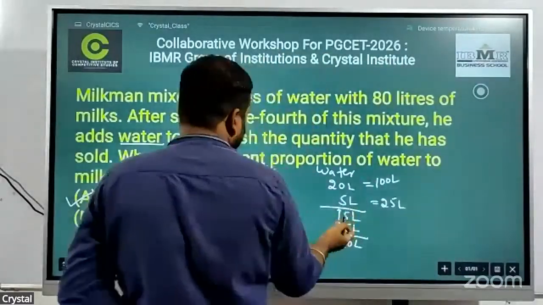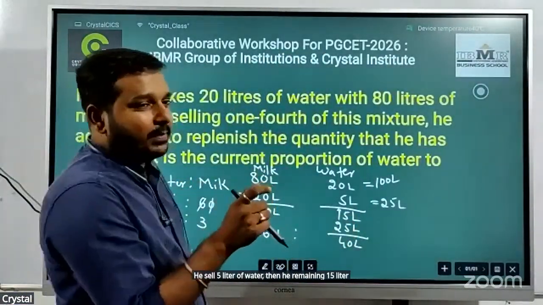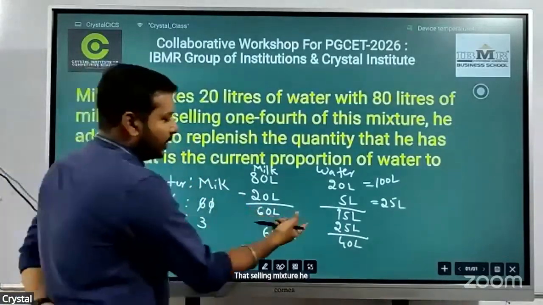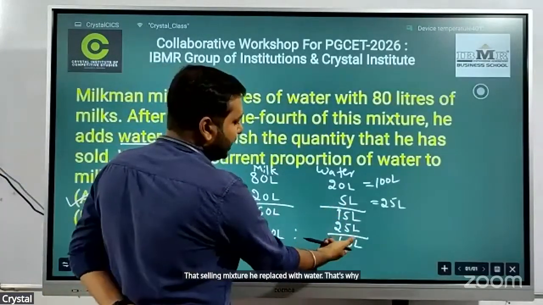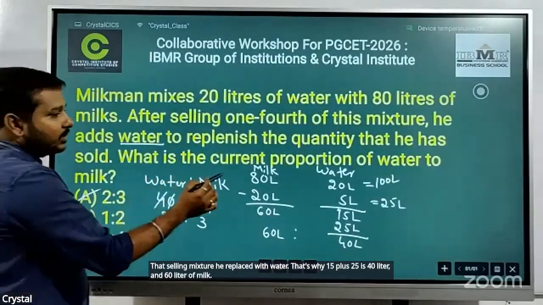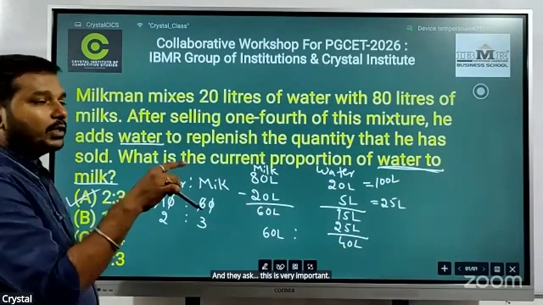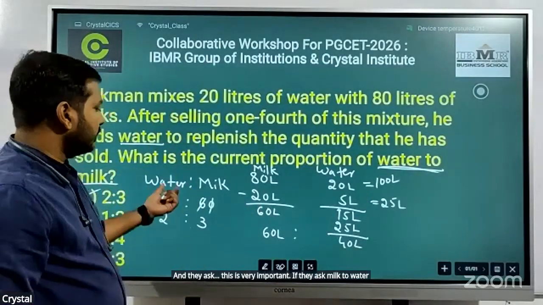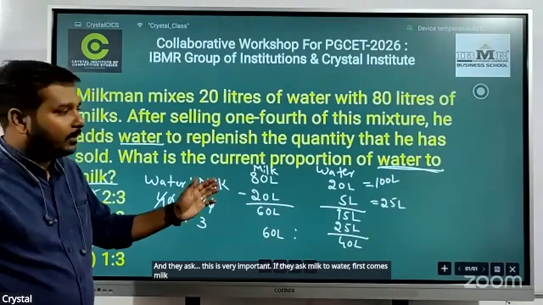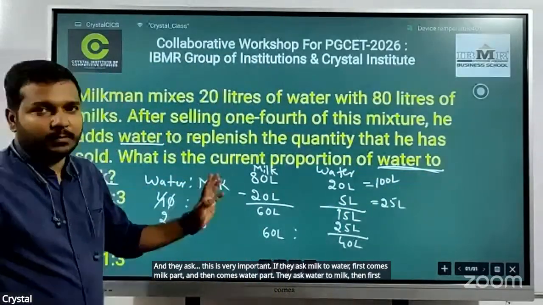5 liters of water, then the remaining 15 liters. That selling mixture he replaced with water. That's why 15 plus 25 is 40 liters, and 60 liters of milk. And they ask, this is very important: if they ask milk to water, first comes the milk part and then the water part. If they ask water to milk, then first comes water, then milk.